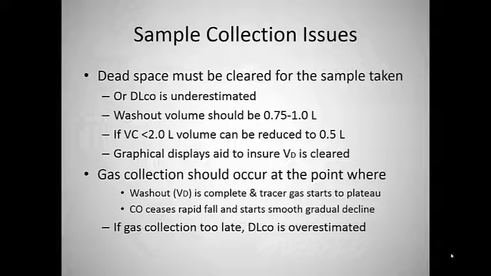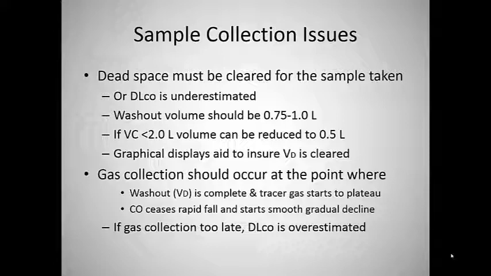Okay. When you actually do your sample collection, that's pretty tricky also, because you have to make sure your dead space is clear. If you don't, diffusion is underestimated. Washout volume should be between 0.75 to 1 liter. In patients that have a vital capacity less than 2 liters, like in the bad COPDers, especially the ILD patients, they do allow you to collect a volume of only a half liter when you do your gas collection. Okay, I'm going to show you in a minute how you actually know the dead space is cleared.